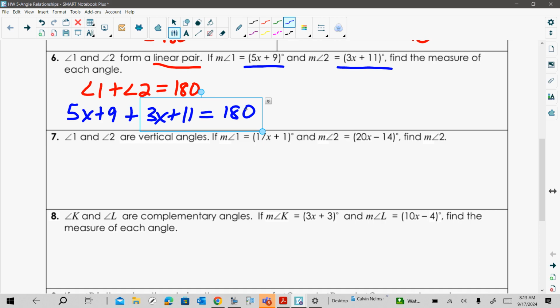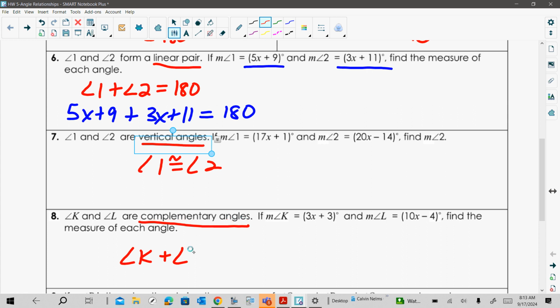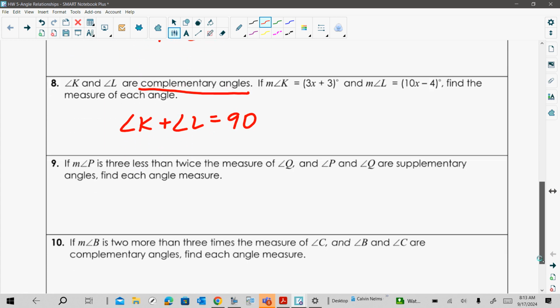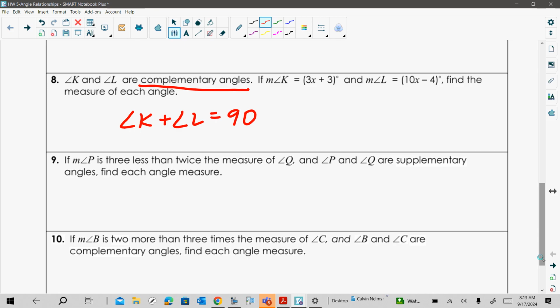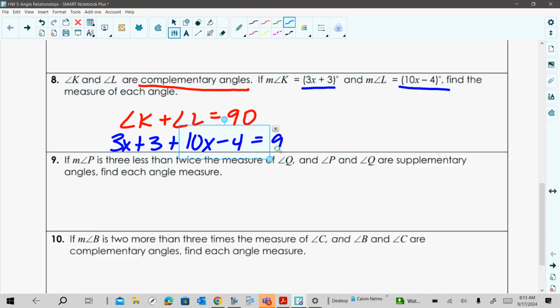So 6 is linear pair. That was the keyword. 5, vertical angles. That means angle 1 is congruent to angle 2. 8, complementary angles. That means it has a sum of 90. So angle K plus angle L equals 90. Now we can substitute for K and L right here. K was the 3x plus 3. L right here, 10x minus 4, sum of 90.